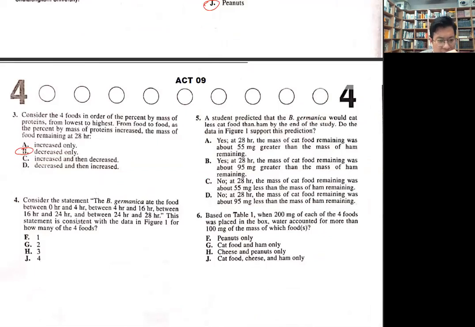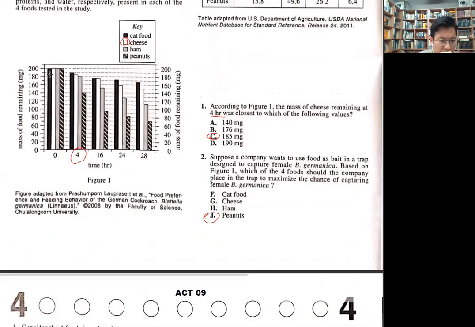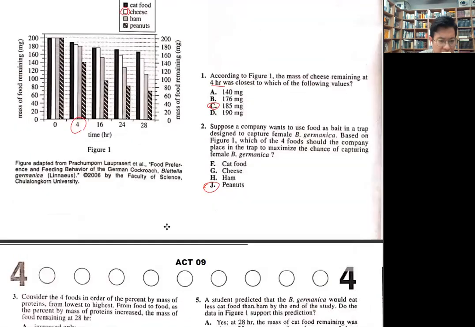Consider statement B: P. Germanica ate the food between this and this, between this and this, between this and this. Is the statement consistent with the data in figure 1 for how many of the 4 foods? Everything is decreasing, so they ate all of them.